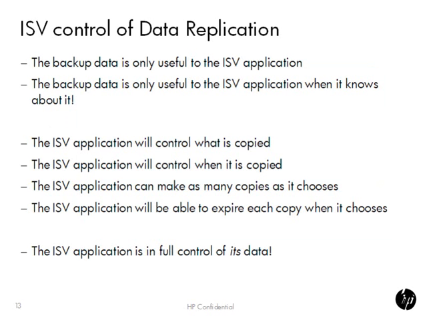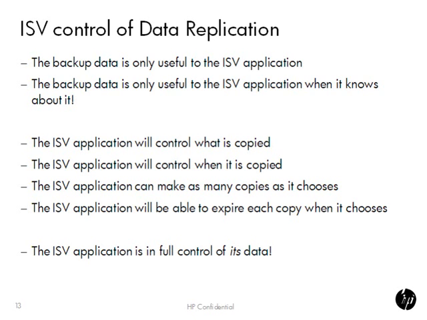So say there's a couple of features that Catalyst brings. The pre-deduplication is one of them. The other thing we think a lot of customers will be particularly pleased with is the ISV control of data replication. So the backup data itself, as we've already explained, it's only really useful to the ISV application. No one else can really do anything with it. They're in custom formats. There are headers involved in there. You really need to understand the data stream that's been written to be able to do anything useful with it.